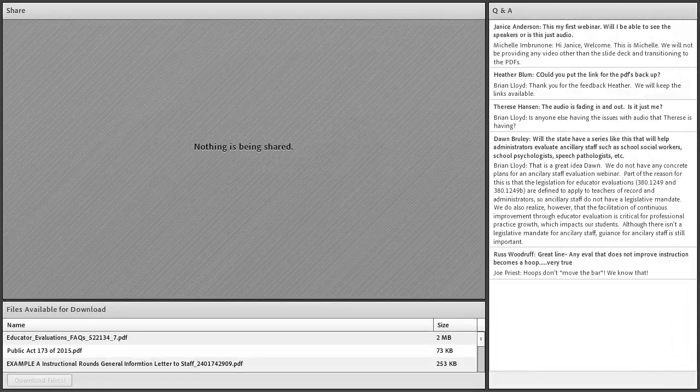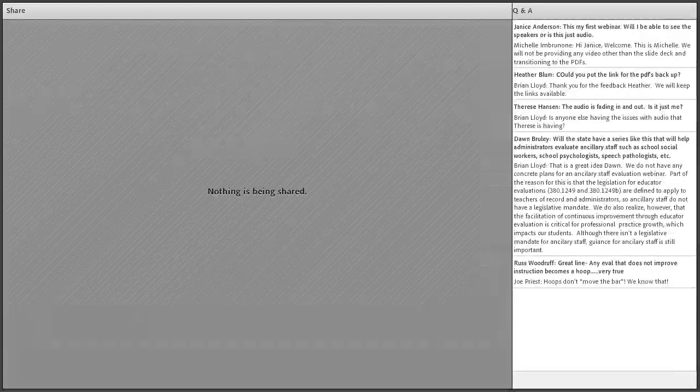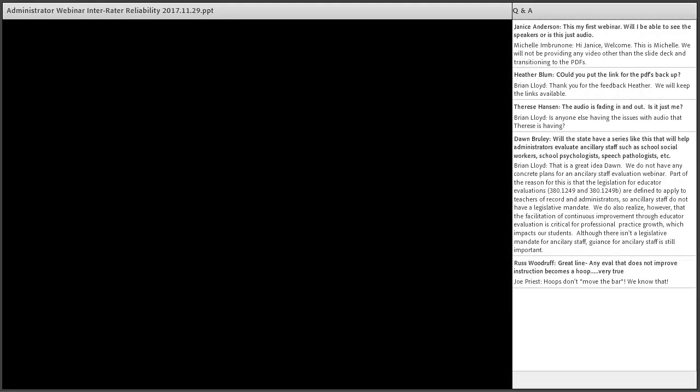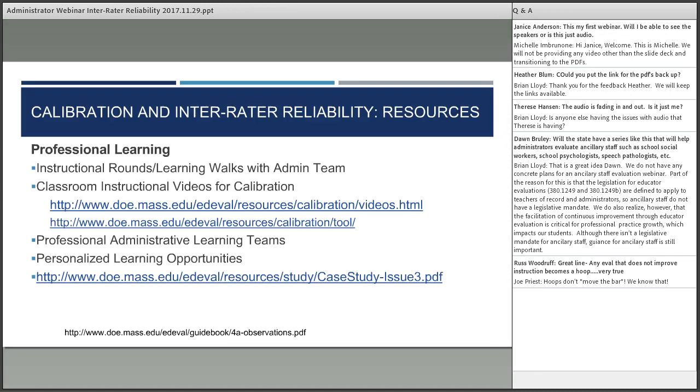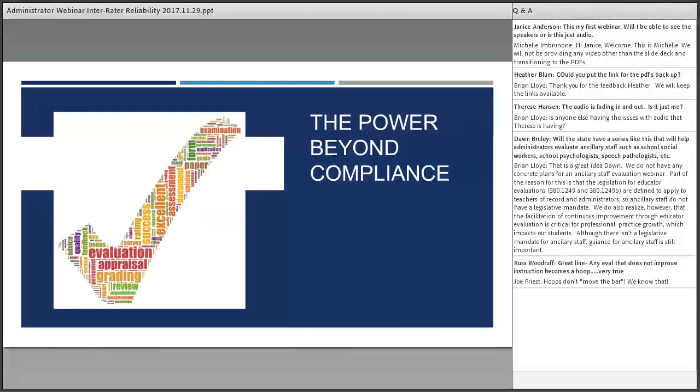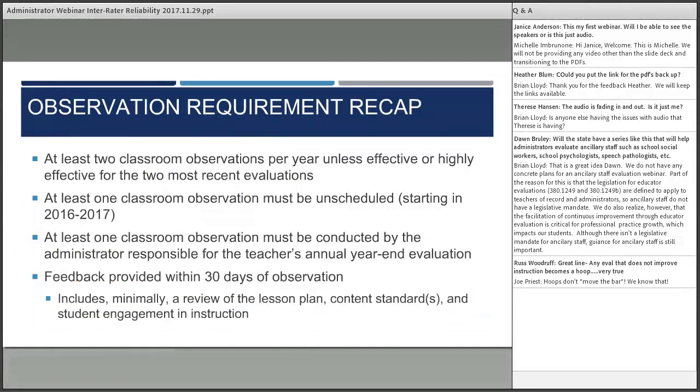We're going to take you through a few things here just to help you point out some opportunities for feedback. We're just going to do a quick review of some of the observation requirements that are legislatively outlined. The reason I want to point this out is because each of these required observations really creates an opportunity for feedback to be provided between administrator or evaluator and educator.